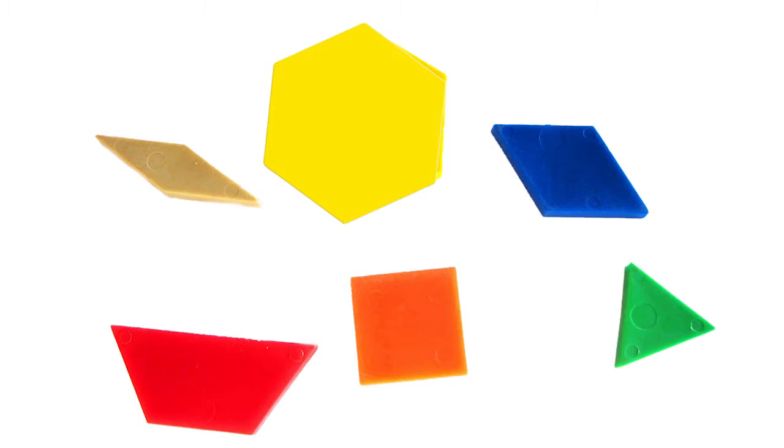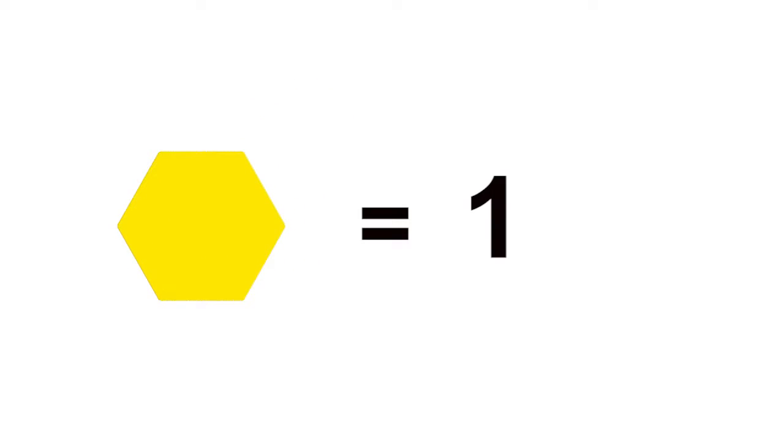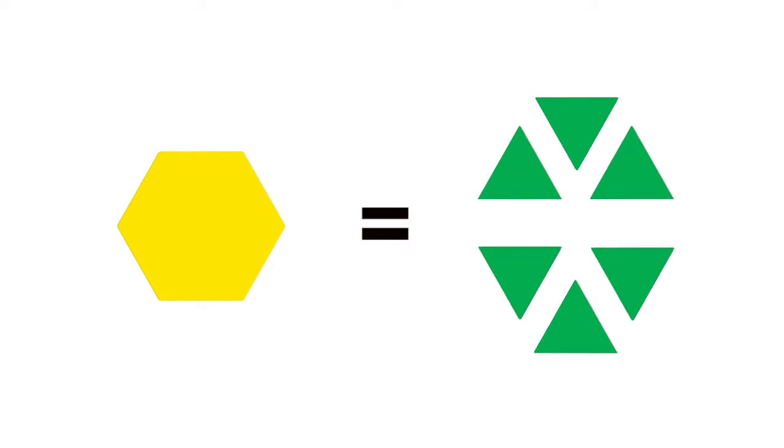Let's use pattern blocks to show and explain fractional equivalence. We'll begin with a yellow hexagon as our whole. This hexagon is equal to 1. I can represent this one using 6 green equilateral triangles.